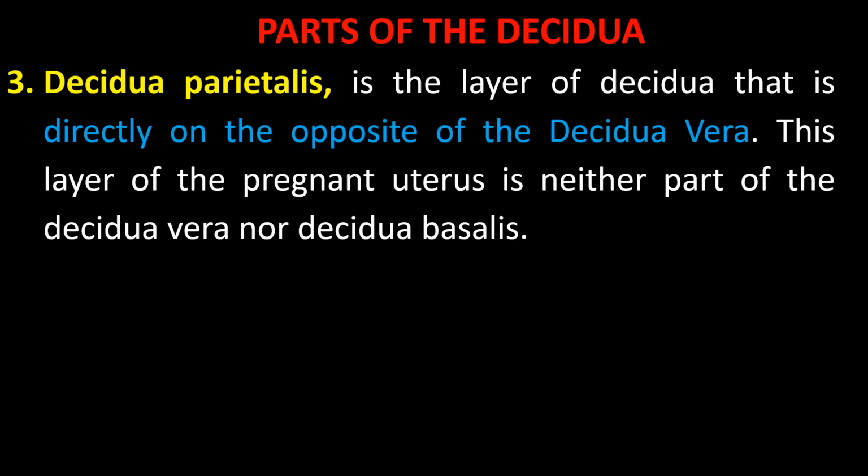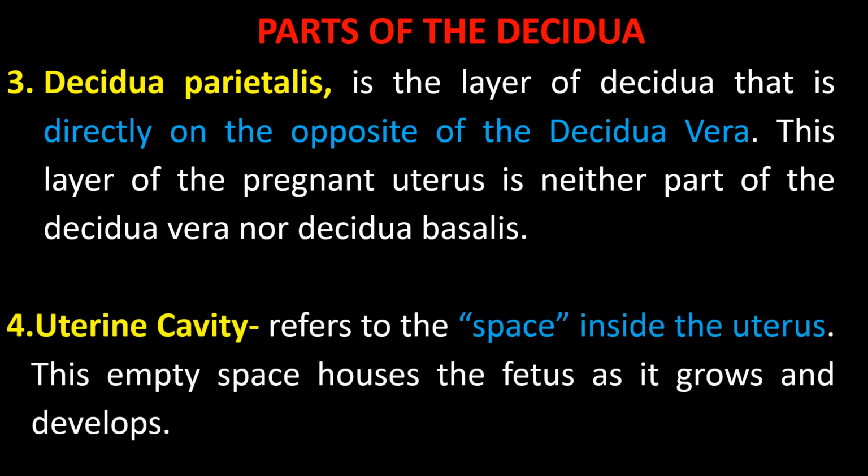We also have another layer of the decidua, and this is called the decidua parietalis. It is the layer of the decidua that is directly opposite the decidua vera or decidua basalis. And this layer of the pregnant uterus is neither part of the decidua basalis nor the decidua capsularis. We also have number 4, the uterine cavity, and this refers to the space inside the uterus. This empty space houses the fetus as it grows and develops.